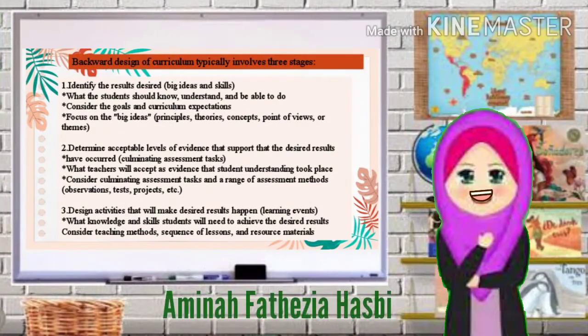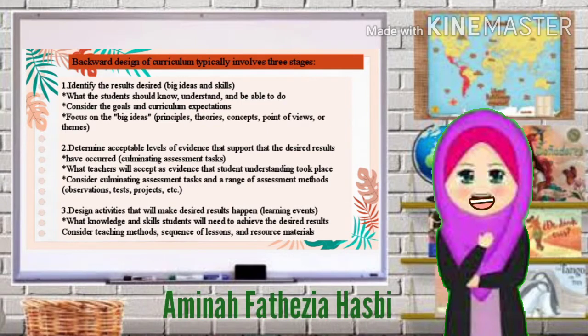Hello everyone, I am the third speaker of my team. My name is Amina Fatizia Hasbi. Today, I will explain the process of backward design part 2. Backward design of curriculum typically involves three stages. First, identify the desired results, big ideas and skills. It means what the students should know, understand and be able to do. Consider the goals and curriculum expectations. Focus on the big ideas like principles, theories, concepts, points of view, or themes.